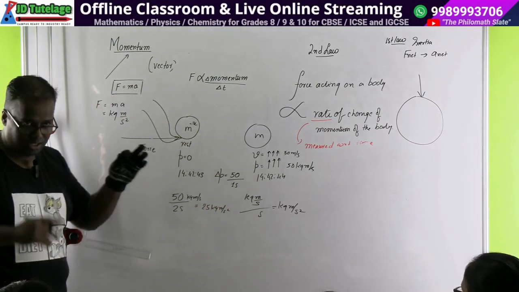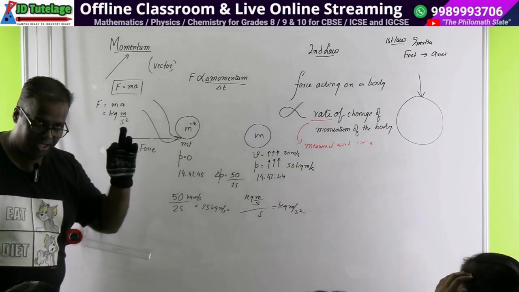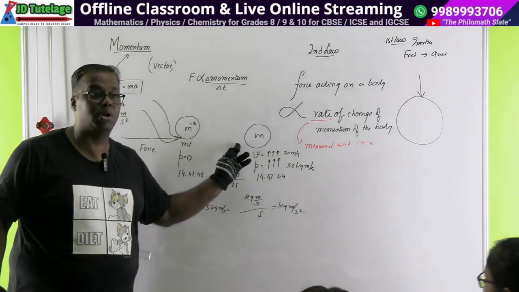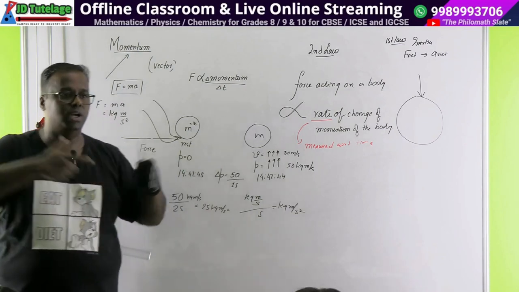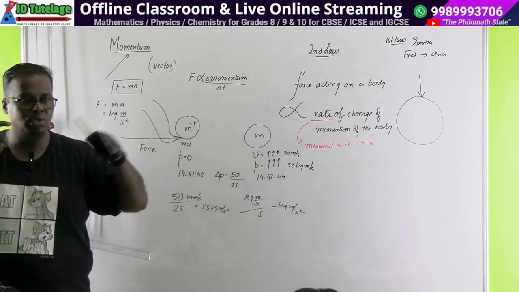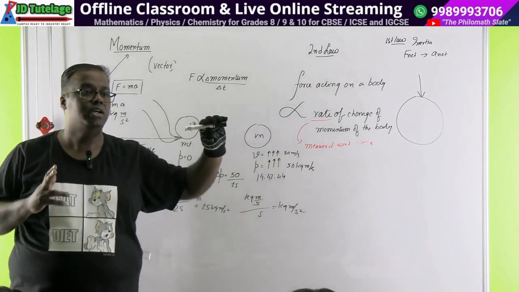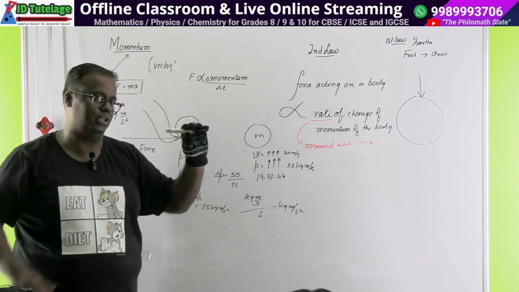Don't you think the kick needs to be a little bit less? So now are you able to relate? If the force is more, the change in momentum is rapid. Rapid. That is what happens in a bullet. A bullet picks up huge velocity, huge momentum, because why? The force exerted on the bullet happened in a fraction of a second.